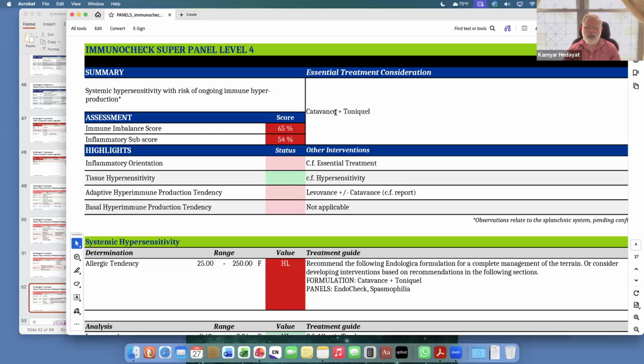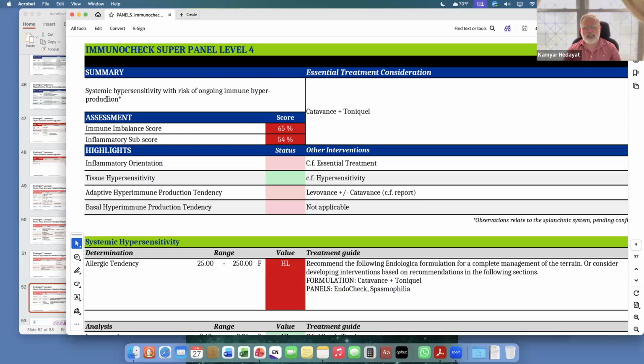So it says, okay, well, in general, because there seems to be a risk of an active allergic terrain, think about using Catavance and Tonic-Quell. But because of this adaptive hyperimmune tendency that has a lymphocytic predominance, you might want to also consider Levovance and adding that to the patient's treatment. And then once again, you'll have a summary.